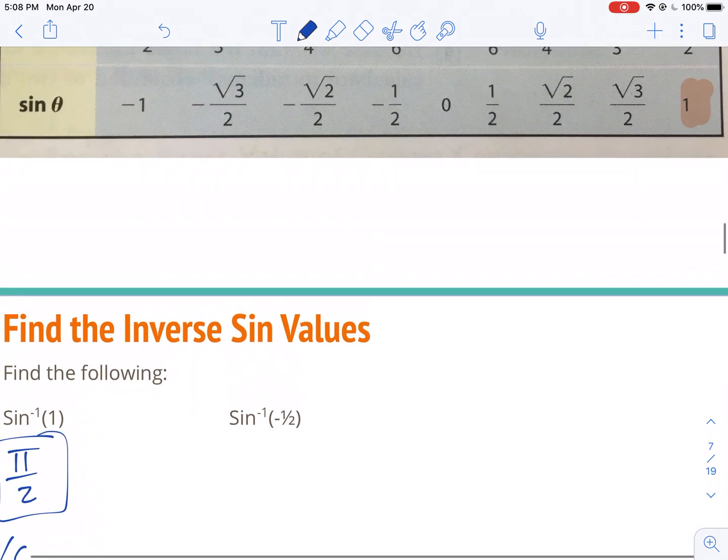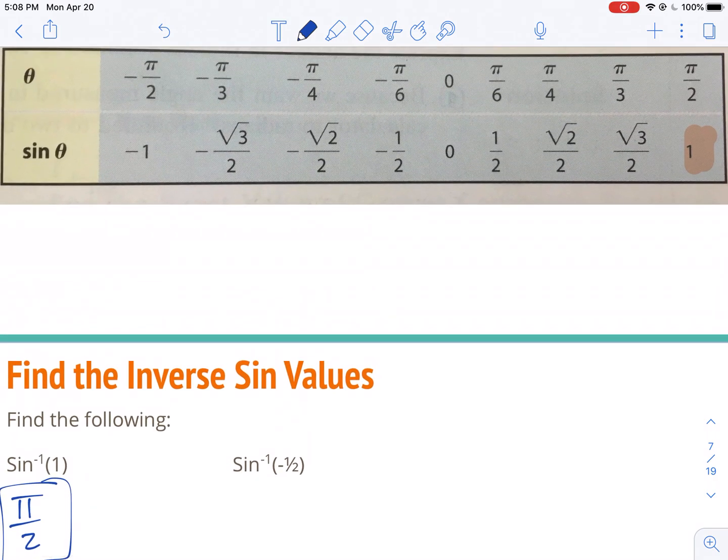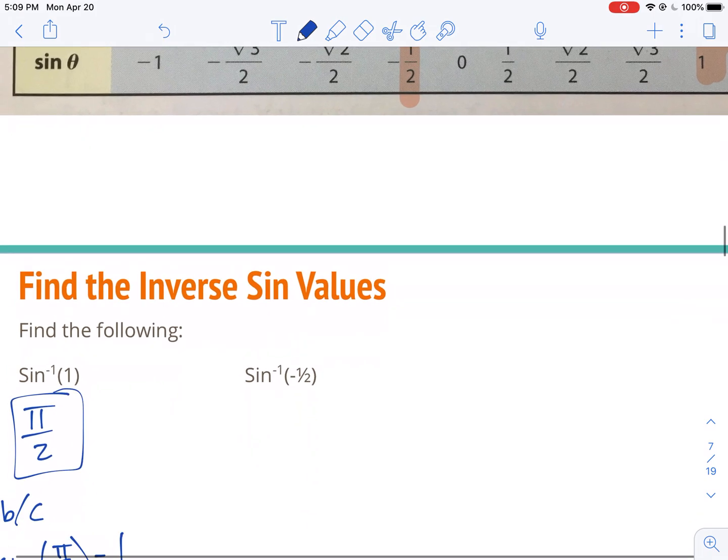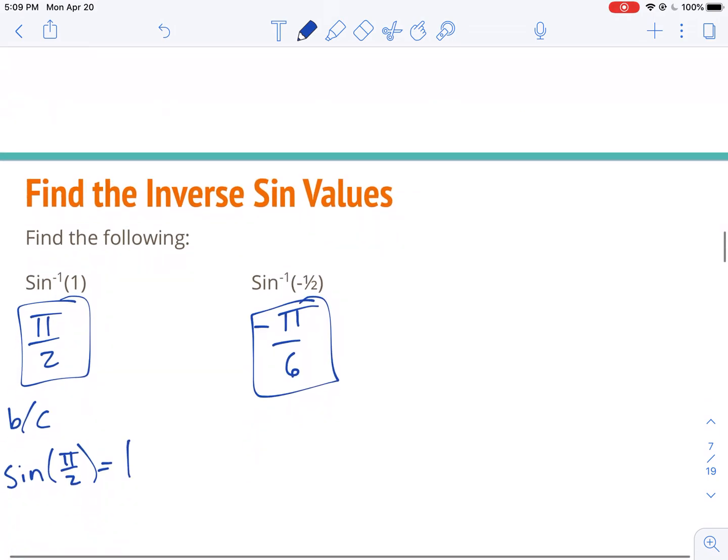Okay, what's the sine inverse of -1/2? I go up here, I look, and I see, oh, there's -1/2. -1/2 corresponds to negative pi over 6. So that means that negative pi over 6 is my answer. And again, this is because the sine of negative pi over 6 is -1/2.